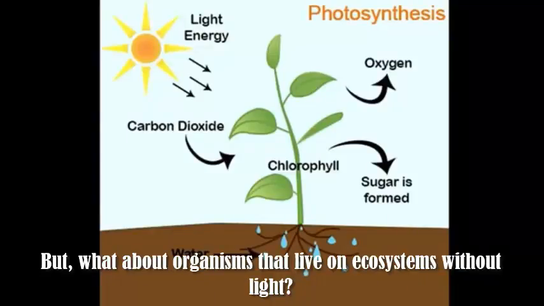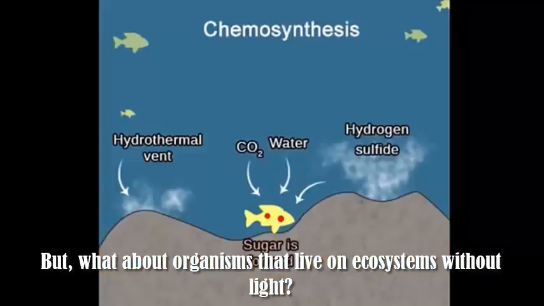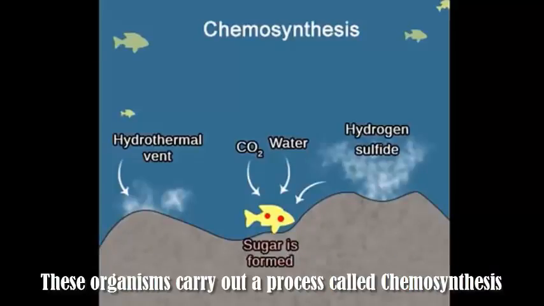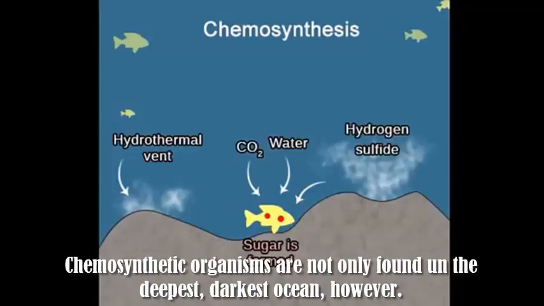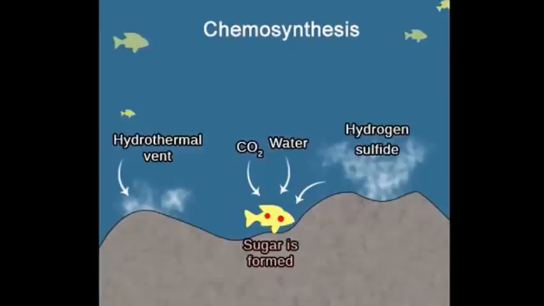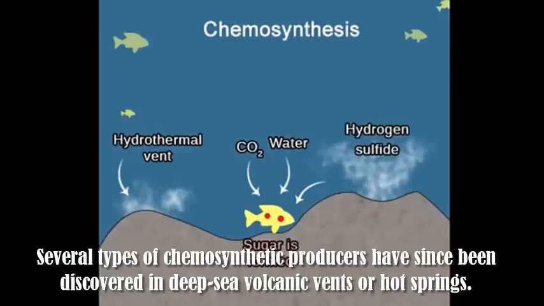But what about organisms that live in ecosystems without light? These organisms carry out a process called chemosynthesis, in which chemical energy is used to produce carbohydrates. Chemosynthetic organisms are not only found in the deepest, darkest ocean, however. Several types of chemosynthetic producers have since been discovered in deep-sea volcanic vents or hot springs.